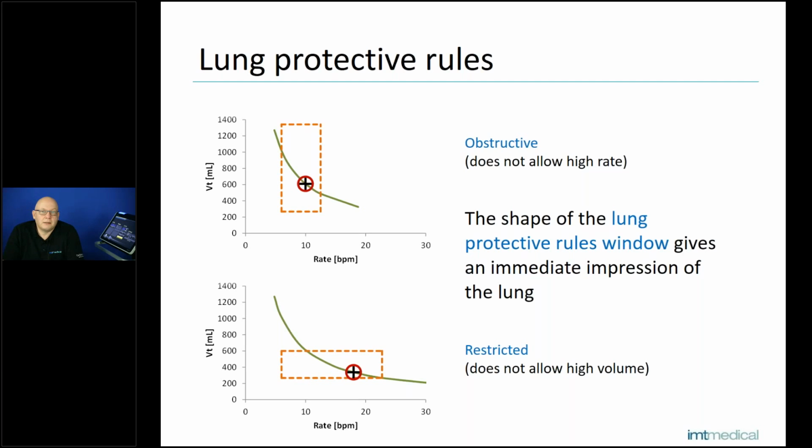And as soon as you pass a ventilator with this graph, you could always see at a glance the lung condition of the patient. If it's a vertical rectangular shape of the lung protection window, mostly it will be an obstructive patient. If it's a horizontal rectangular shape, it will be a more restrictive patient. So it's very easy to follow the lung conditions when you're using this window.